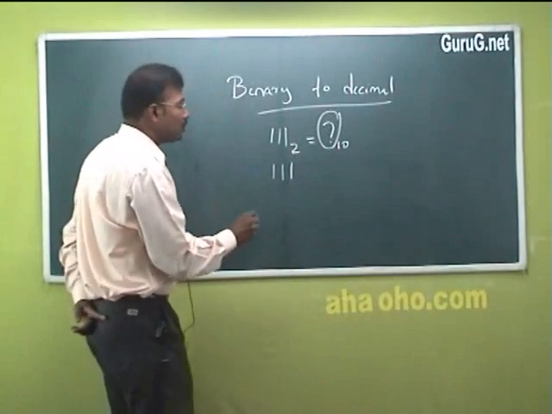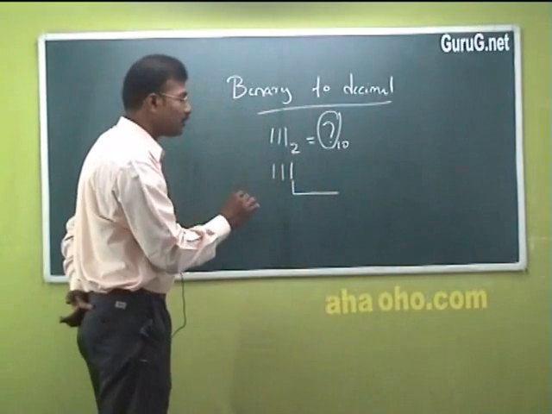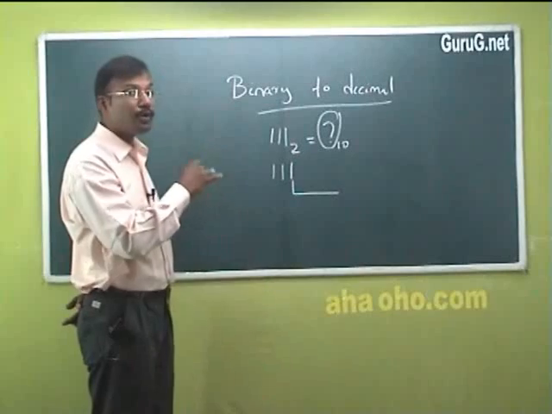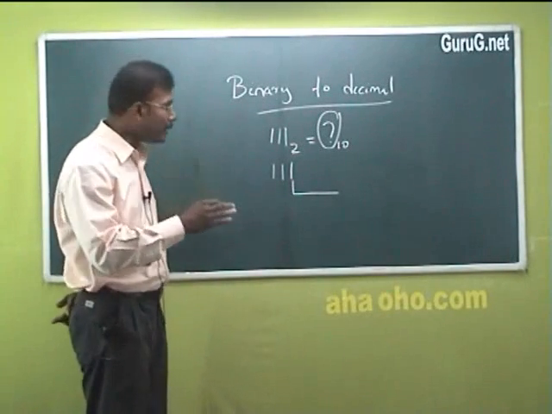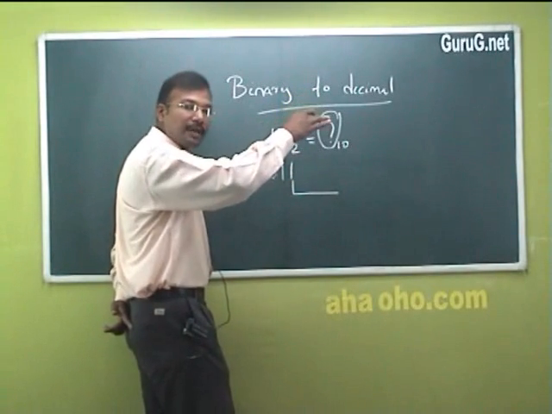Now what you need to do? You need to convert to the decimal. The first thing, earlier, when you converted decimal to binary, you divided that particular number by 2. Now you need to multiply this value by 2 to the power of some value.